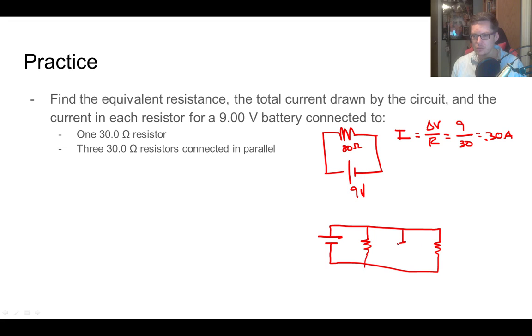So this one's 9, this one's 30, this is 30, and this is 30. Essentially what we've got is a different little setup. Step number 1 is to find the equivalent resistance.